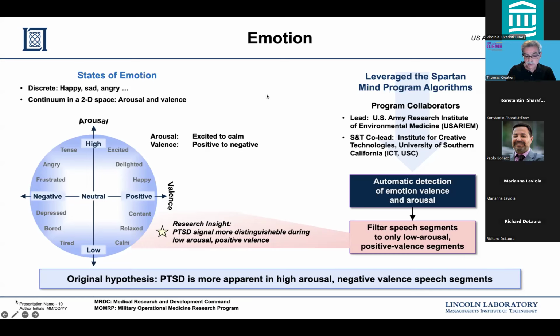Now we did this under the original hypothesis, which was intuitive to us, that PTSD should be more apparent in regions of speech with high arousal and negative valence. And in fact, we found the opposite. We found that PTSD is more apparent in regions of speech with low arousal and high valence. More calm and more positive. Those are the regions that brought out differences between the baseline, healthy state of the human, and the PTSD state of that human.